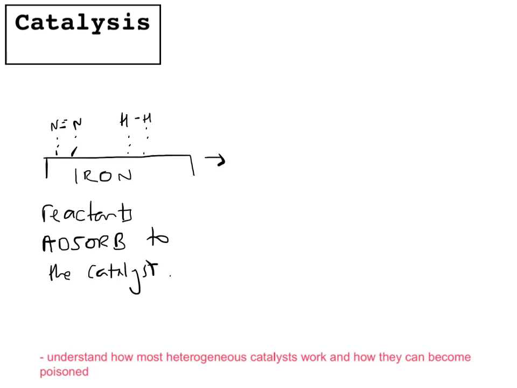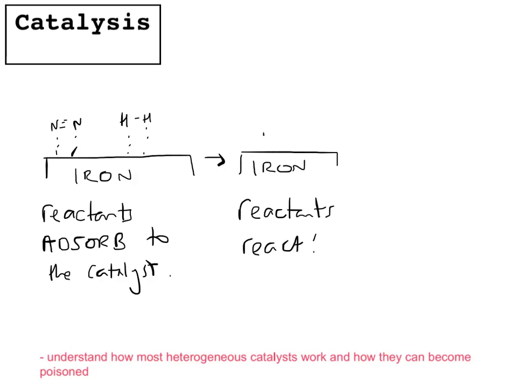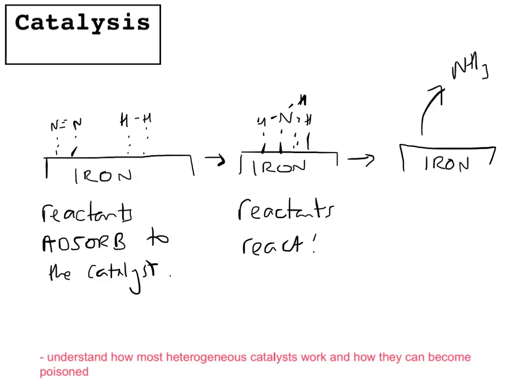What then happens is the reaction. So on the surface of the catalyst, the reaction takes place. And so the catalyst basically brings these reactants together and allows them to react on its surface. So we then get the reaction happening. So they'll react to form the NH3. And then the NH3 is not as strongly held as the nitrogen and hydrogen, and that desorbs off the iron.